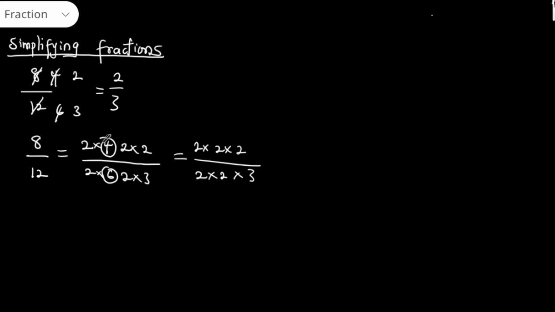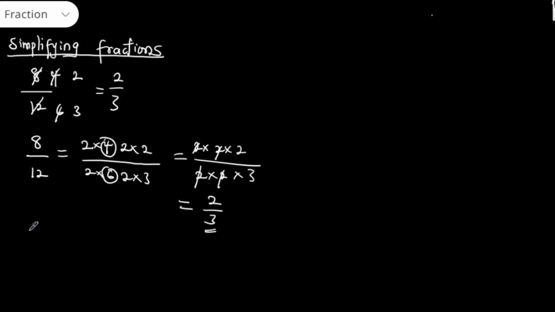So what have we done? We've just split 8 as a product of its prime numbers. Same thing we did for 12 as a product of its prime numbers. Now we begin to cancel out. This 2 is common, they will cancel out themselves. These 2 will also cancel out themselves. What do we have left? We have 2 and 3, and that is our answer.